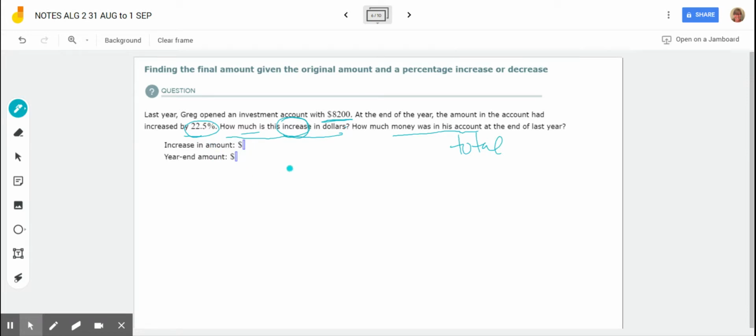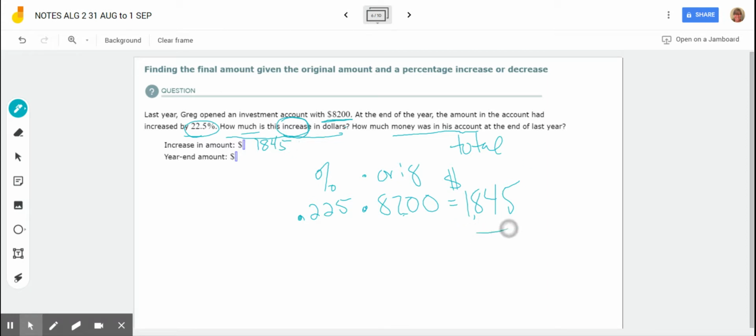So the increase amount is, you're going to take that percentage and multiply it by the 8,200. Because now you need to take the percent increase multiplied by the original amount. So what is that? 0.225 times 8,200, 1,845. Then that's how much the increase was. That goes here.